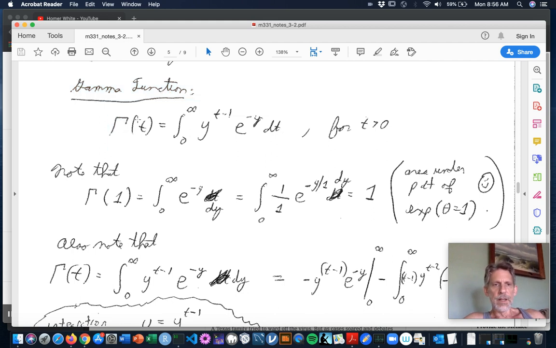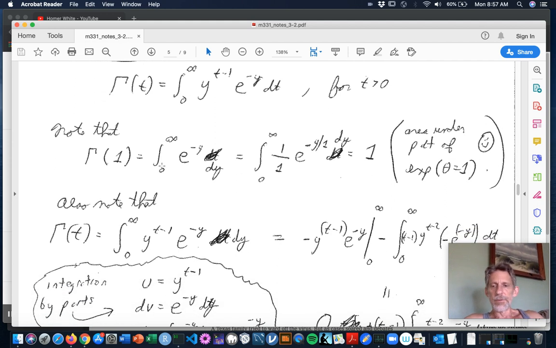Capital gamma there. It's a function of any positive real number t. And it is this improper integral from 0 to infinity of y to the t minus 1 e to the minus y, and oh, I have a typo, that should be a dy, not a dt. I've got it correct down here. I just forgot to correct it. And so because there's a t in it right here, then that improper integral will deliver different values for different values of t. It's really this function of t.